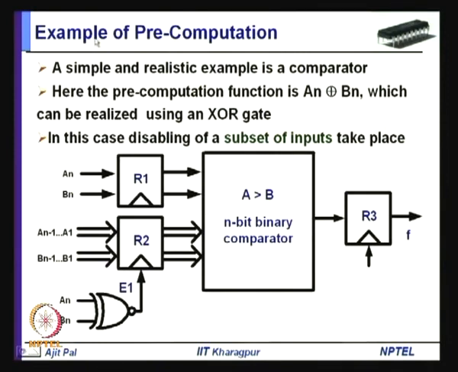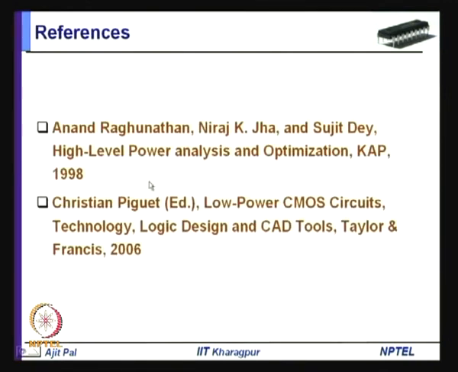So, the example of precomputation has been shown with the help of this comparator, and I have taken these topics from two references: one by Anand Raghunathan, Niraj Jha and Sujit De, a book written by them, High Level Power Analysis and Optimization, published by Kluwer Academic Publishers in the year 1998, and another reference, a book edited by Christian Piguet, Low Power CMOS Circuits: Technology, Logic Design and CAD Tools, published by Taylor and Francis in the year 2006.